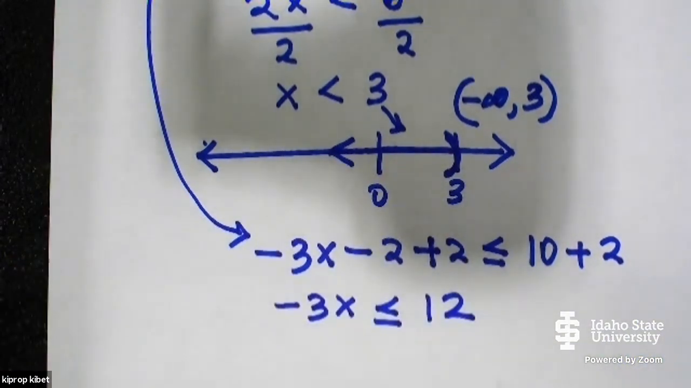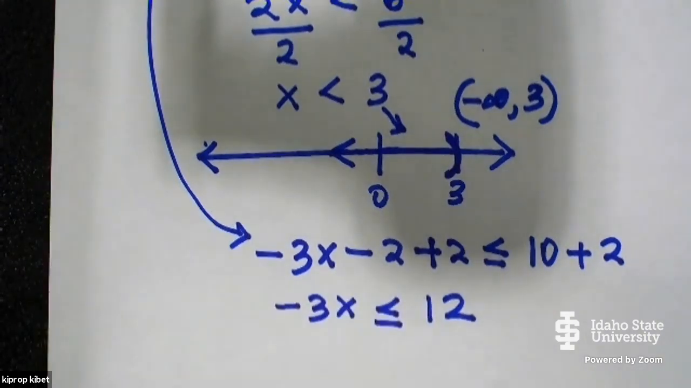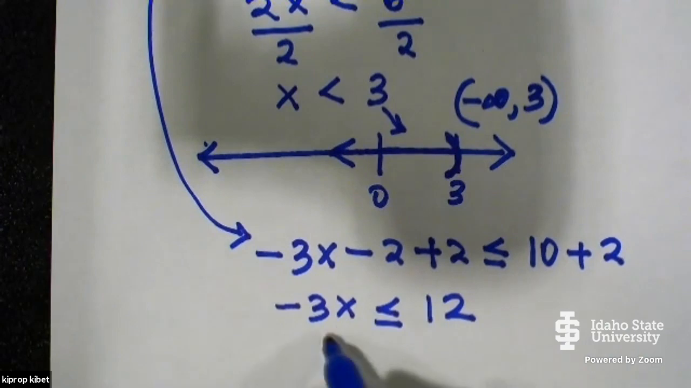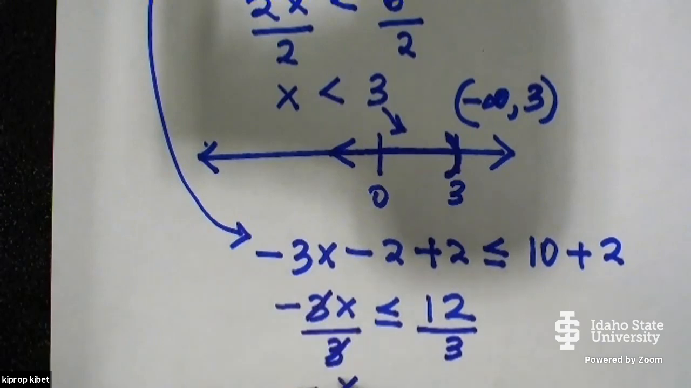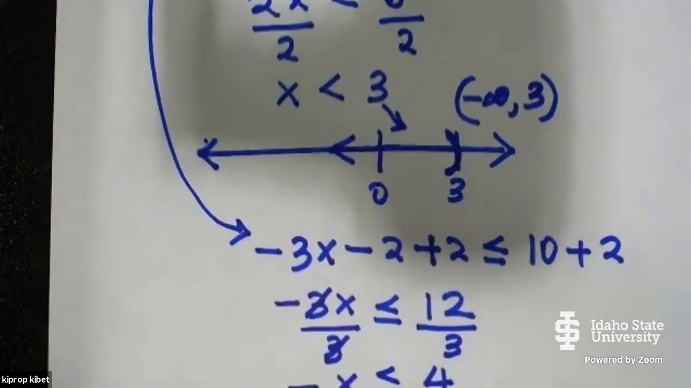Now, here we have negative 3. So we are dividing by negative 3x. So first, here we can do what? Divide by 3, then divide by 3. So negative x less or equals to 4, right? Okay.